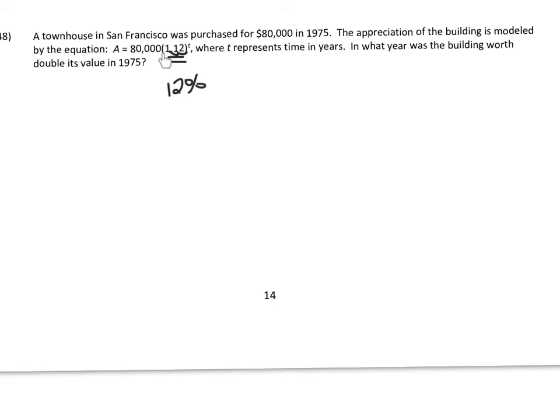And we know it's going up because remember, if this number is greater than 1, it's growth, because it's 1 plus the rate. And if this number is less than 1, it would be decay, because it would be 1 minus the rate. Either way, let me just highlight this. In what year was the building worth double its value in 1975? Let me get this out of here because we don't actually need this. So in 1975, we know the value of the building was $80,000. We want to know in what year, so we're looking for the time, the T. We're going to leave that as a T.